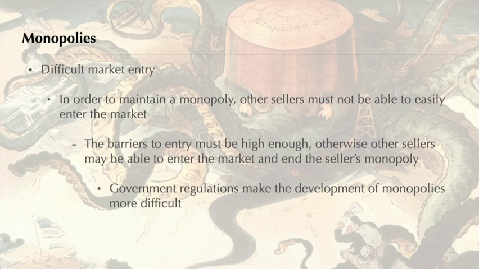For a single seller to maintain a monopoly, other sellers must not be able to easily enter the market. The difficulty of entering a monopolistic market depends on startup costs and the level of technical knowledge needed. If either of these factors is low enough, other sellers can enter the market, compete with the original single seller, and end that seller's monopoly.